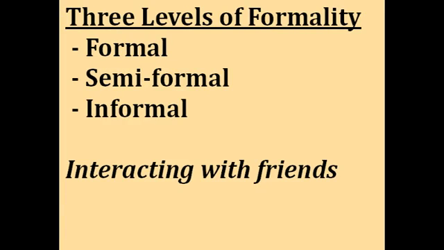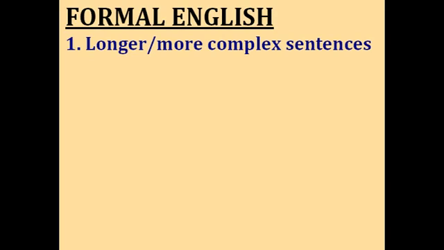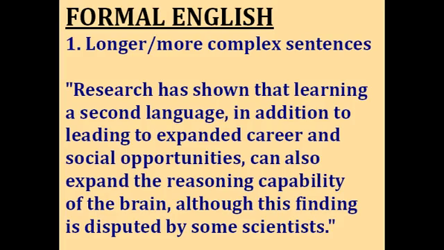All right, let's look at some of the specific differences between these 3 levels of English formality. I'm going to explain 5 characteristics of formal English along with some examples. Formal English uses longer and more complex sentences, and I've given a quick example. You might read a sentence like this in an academic article. Research has shown that learning a second language, in addition to leading to expanded career and social opportunities, can also expand the reasoning capability of the brain, although this finding is disputed by some scientists.